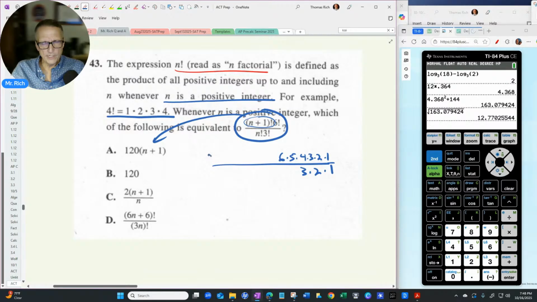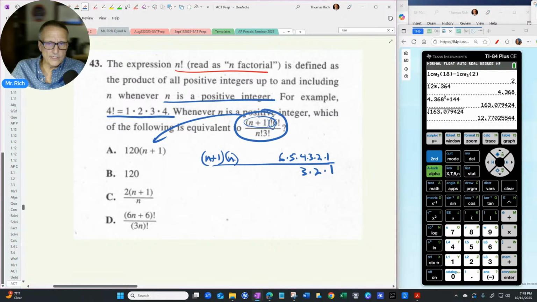So what it means is this. Factorial means you start with the number that's being factorialized, if that's a word. So n plus 1 would be the first number. Well, with factorial, what do you multiply that by? You multiply it by the next integer that's 1 less than that one. Like the 6 I started with, the next one was going to be 1 less than 6, 5. Well, what's 1 less than n plus 1? It would be n plus 1 minus 1, which is n. So the next one would be an n.